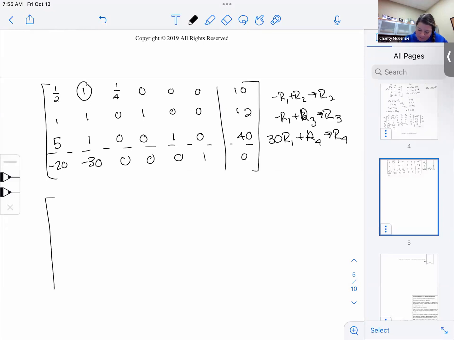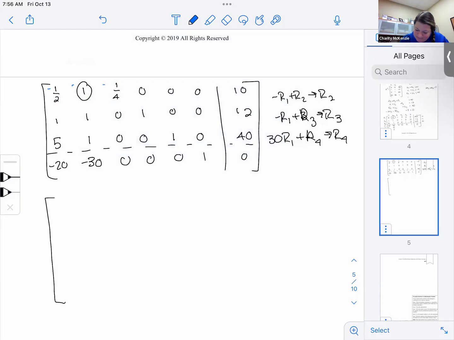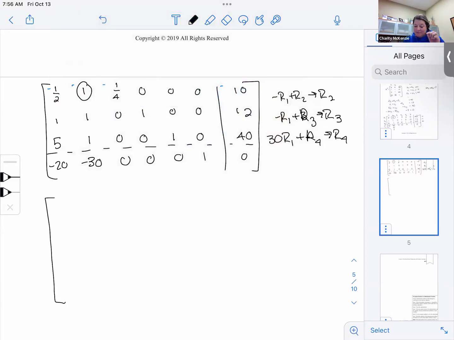Let's start with the first one here. So negative row 1, make those negative in your brain, right? I could do that with a different color. It's going to show kind of cool on here. So this will become negative, negative, negative, negative. And then we're going to add that to the one below it, right? And replace it on the one here. So negative 1/2 plus 1 is positive 1/2. 1 minus 1 is 0. Negative 1/4 plus 0 is negative 1/4. 0 plus 1 is 1. 0 plus 0, 0 plus 0. Negative 10, and that makes 12.